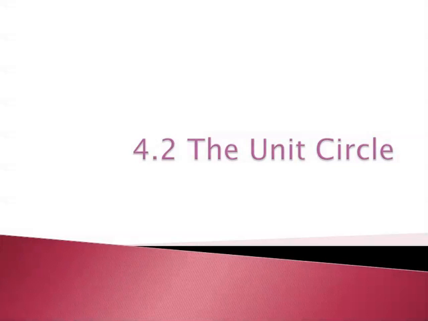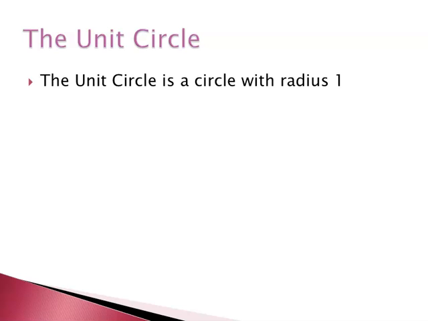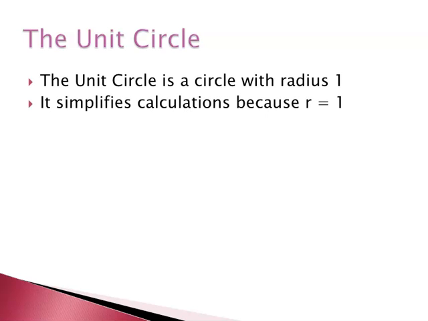Today we're going to be talking about the unit circle and how it relates to the trigonometric values that you were finding last time, and just how everything relates when you're looking at the unit circle. So the unit circle, as its name suggests, is a circle that has a radius of 1. Now what this does is it helps us simplify our calculations because r is equal to 1.